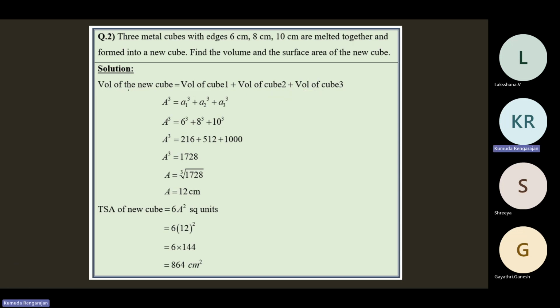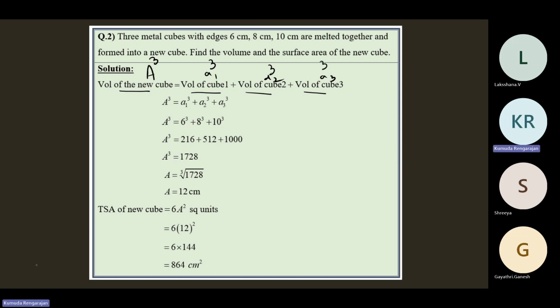So this is the equation you need to write. When you read the situation, this is what you should write first. Volume of the new cube is equal to volume of cube 1 plus volume of cube 2 plus volume of cube 3. Now below that, how do you find the volume of a cube? Edge cubed. Volume of cube is edge cubed, right? So I'm calling the edge of this cube A. This one is A1, this one is A2, this one is A3. To find their volume, cube everything.